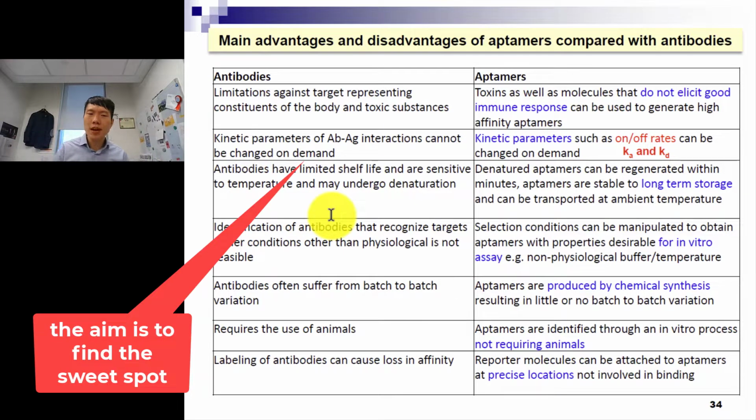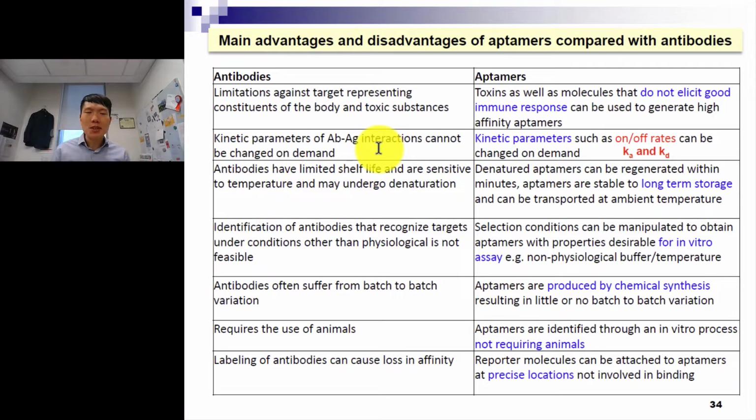Now the other part is, for antibodies, there is a certain restriction here. The kinetic parameters of this AB and AG can't be changed as we want. But for aptamers, again, because we control it, we can tune it on and off. So Ka is the rate constant for the association, and Kd is the dissociation constant, for the rate.